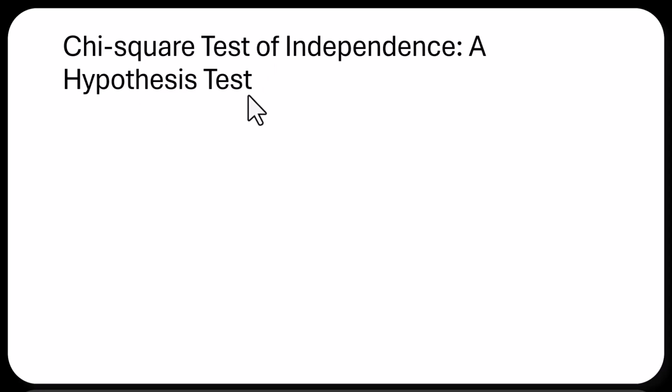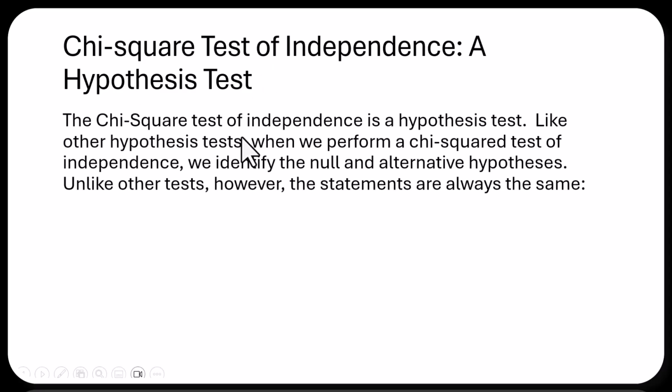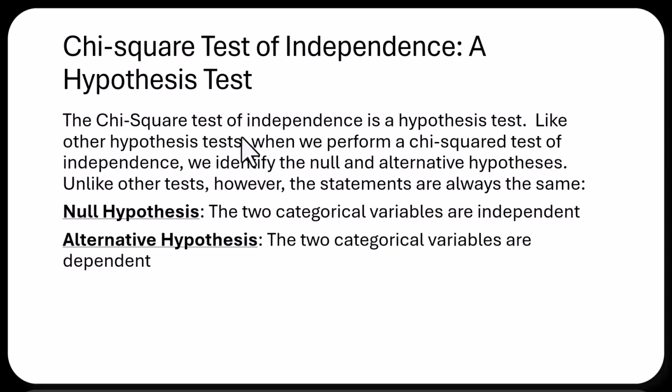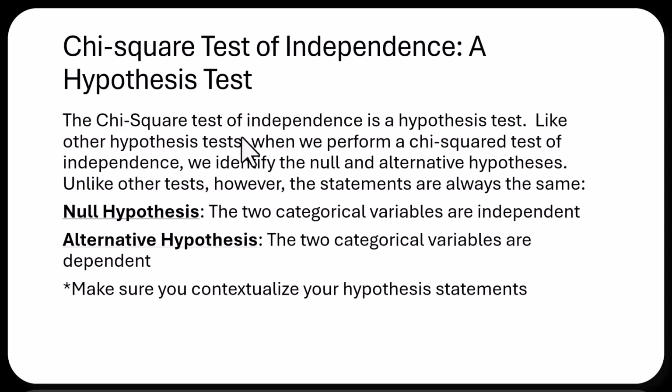Chi-square test of independence, a hypothesis test. The chi-square test of independence is a hypothesis test. Like other hypothesis tests, when we perform a chi-square test of independence, we identify the null and alternative hypotheses. Unlike other hypothesis tests, however, the statements in the chi-square test of independence are always the same. The null hypothesis will always be that the two categorical variables are independent, and the alternative hypothesis will always be that the two categorical variables are dependent. Make sure you contextualize your hypothesis statements. In other words, instead of saying the two categorical variables, state what those variables are in that problem.